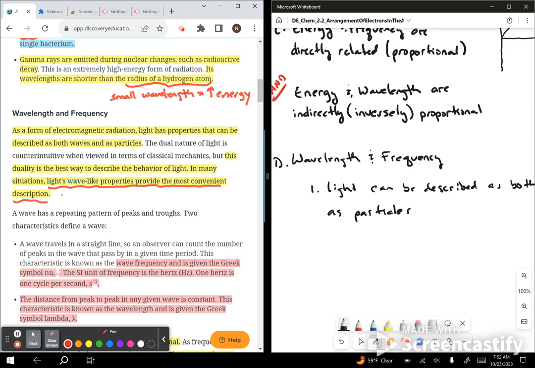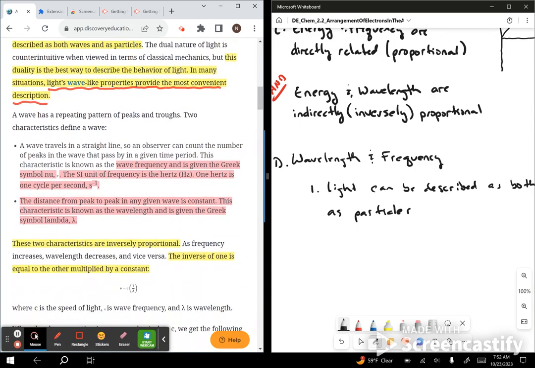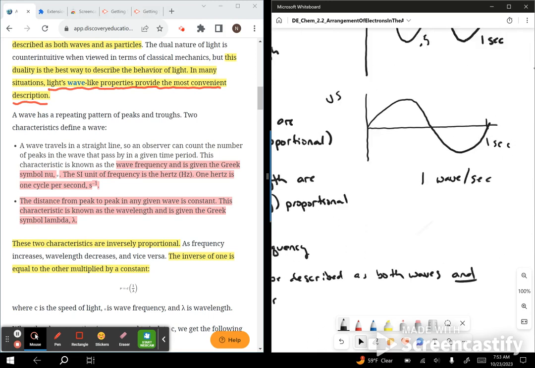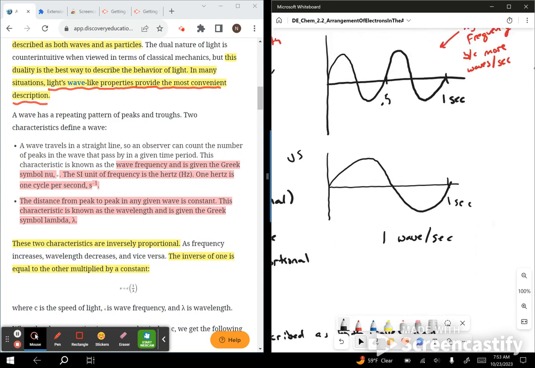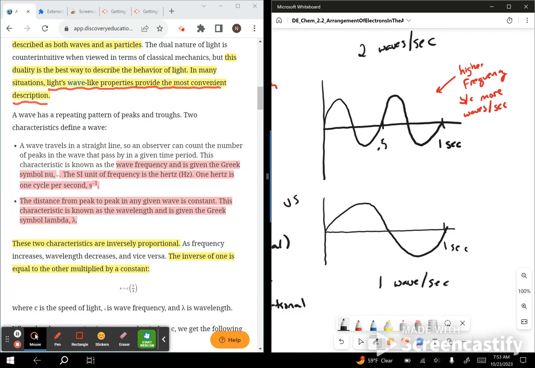Let's go ahead and keep moving on here. Wave frequency. This characteristic is known as wave frequency. That is how many times a wave passes a point in a given unit of time. So if you take a look at our original notes, the bottom one had a frequency of 1 hertz, right? And in this second image, this one has a wave frequency of 2 hertz because there are 2 waves per second. Which one had the higher frequency? It was the 2 hertz, okay?